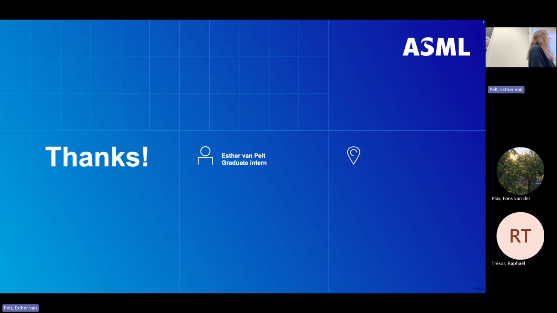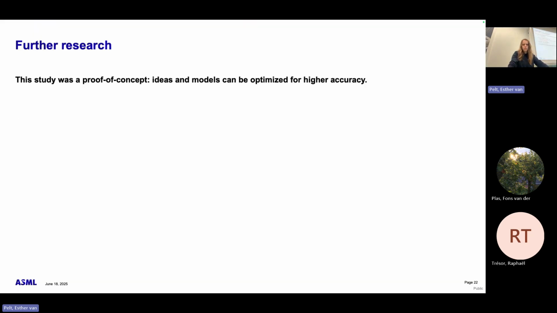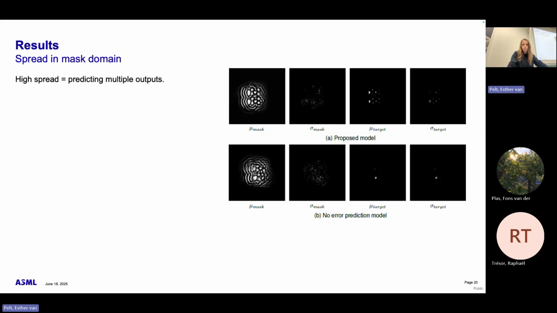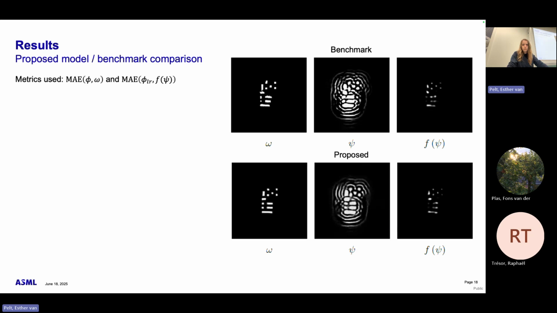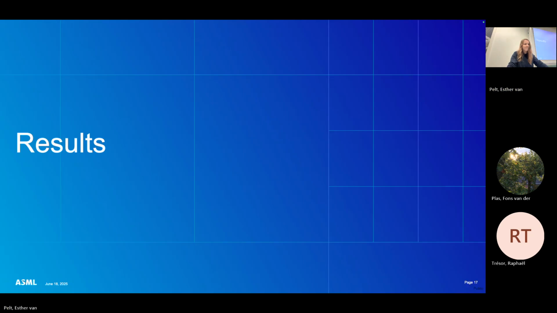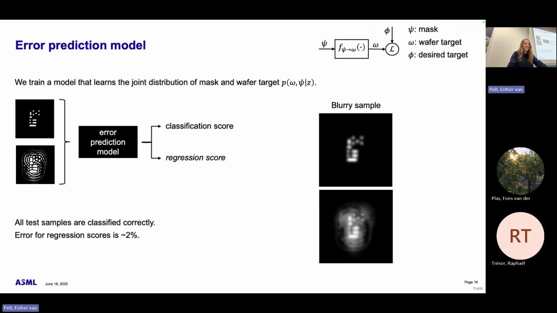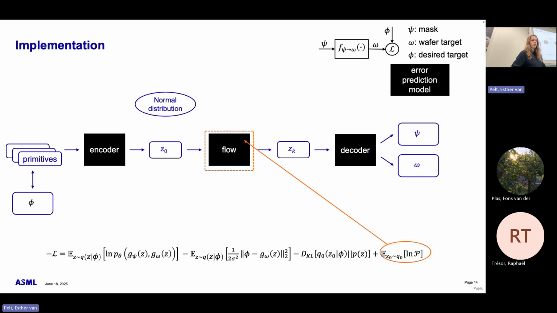Anyone have any questions? Can you go to slide 17, because I didn't really understand yet what this error prediction model does? Yeah, next. This, yes. Can you explain again what it does? It takes this variable.